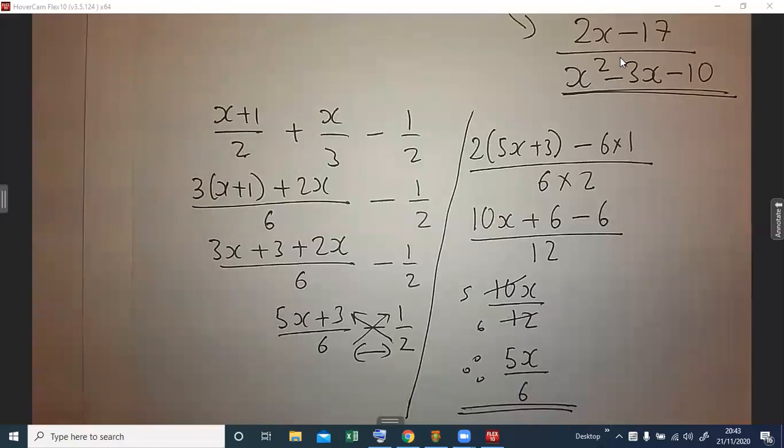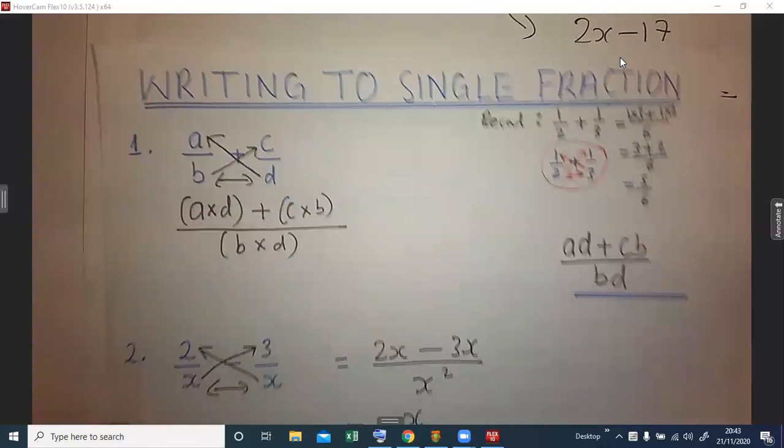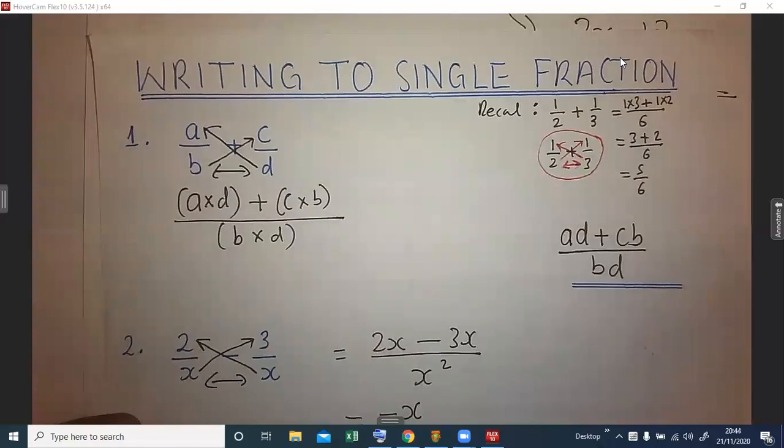So this is how we write as a single fraction.